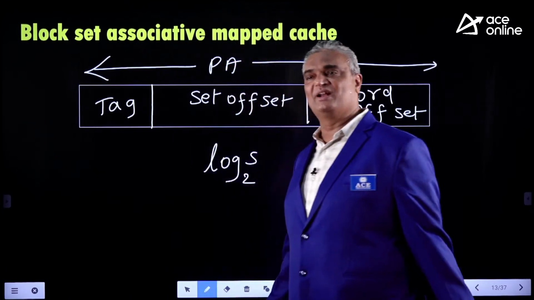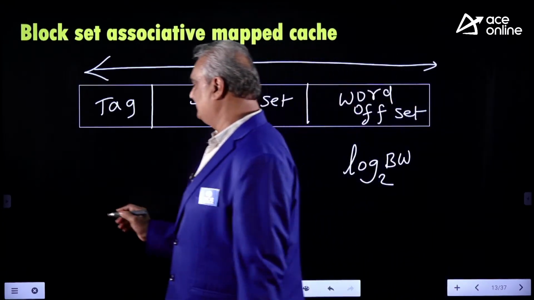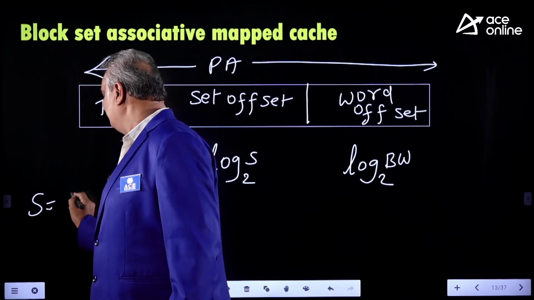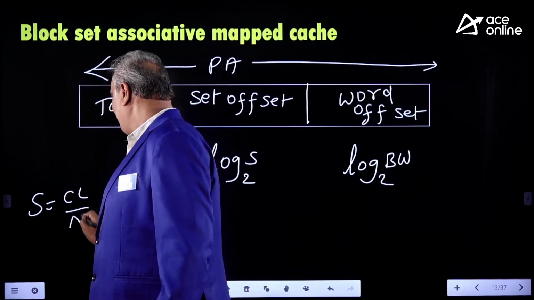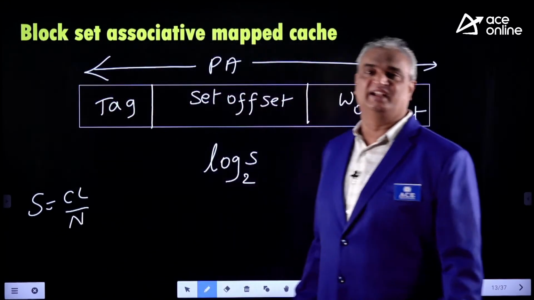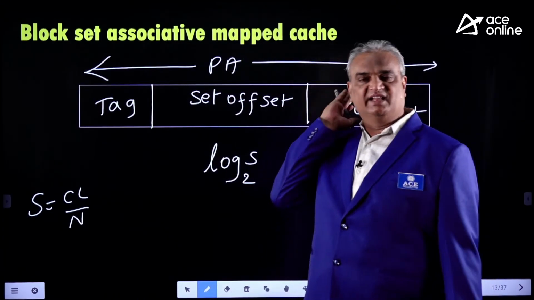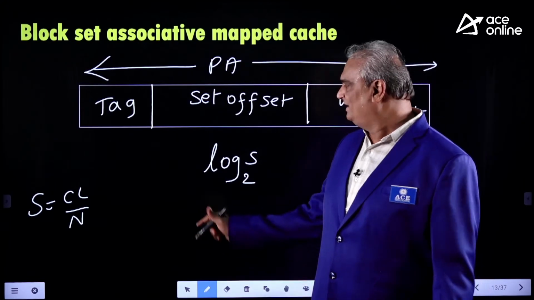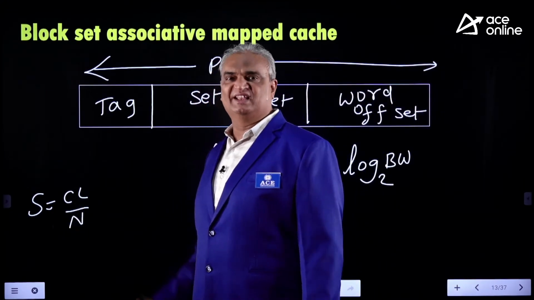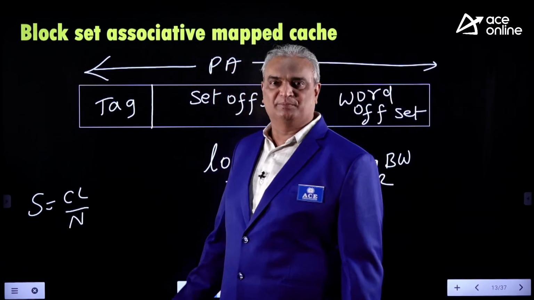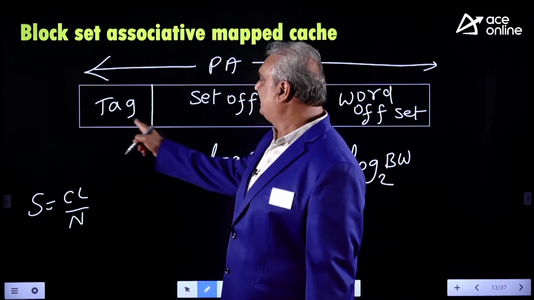What is S? Number of sets. How do you compute S? S is nothing but CL by N. What is N? Associativity. In four-way block set associative, each set has 4 blocks. So S is the number of cache lines divided by associativity. Later, tag.